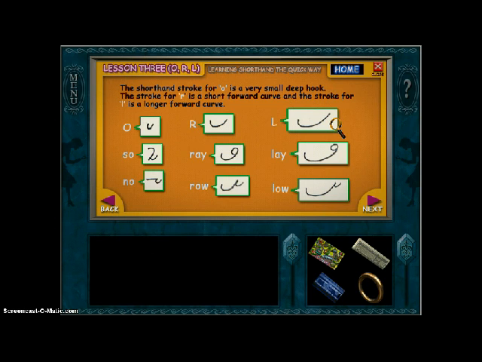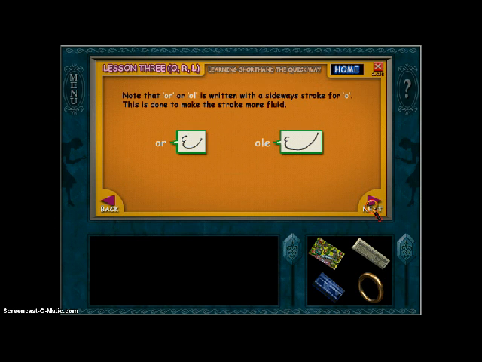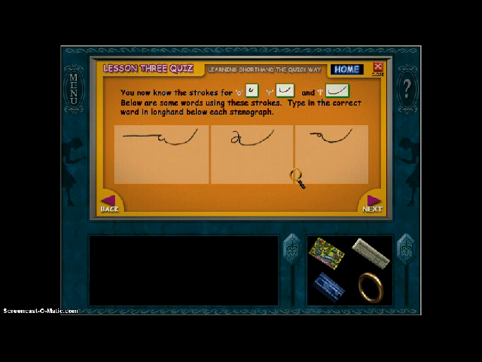Alright, next lesson. The shorthand stroke for O is a very small deep hook. The stroke for R is a short forward curve, and the stroke for L is a long forward curve. So this is O, this is R, this is L. Feel free to take a look at the examples for a few seconds. Note that ol is written with a sideways stroke for O. This is done to make the stroke more fluid. I don't understand why, but apparently it does. You now know the strokes for O, R, and L.